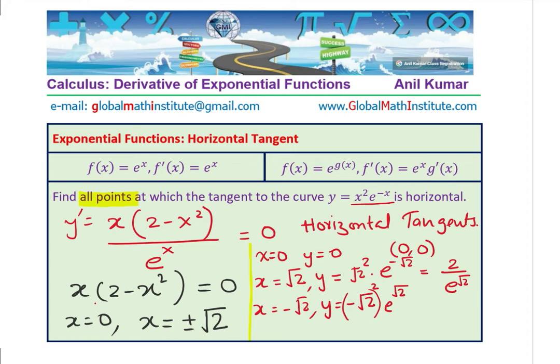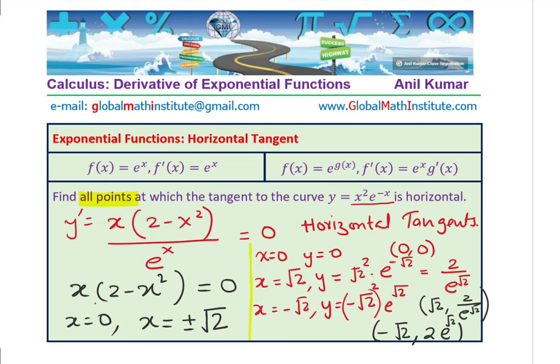Perfect. So we get a value here also. So we have three different points. One is (0, 0). The other one is at the square root 2 x value, where we get 2 over e to the power of square root 2, right? And the third one is at minus square root 2, which is 2 times, because this will become positive, right? So 2 times e to the power of square root 2. Does it make sense? So these are the three coordinate points.